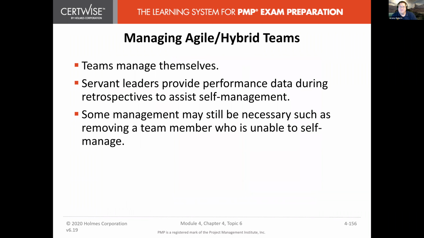All right. So managing agile and hybrid teams. Most teams manage themselves in this, because most of the time they're not screwing around. They're nose to the grindstone because of how fast these projects are, or you expect a certain amount of work out of them within that iteration. Servant leaders usually provide performance data during retrospectives to help with self-management.